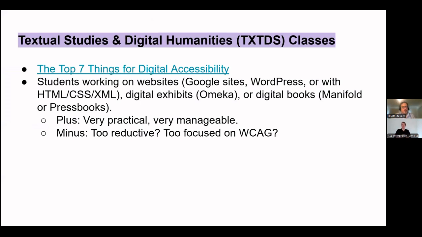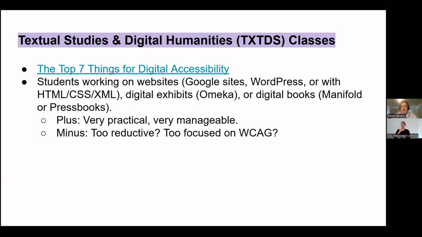And at the University of Washington, another minor that I work with quite a bit is the Textual Studies and Digital Humanities minor, TXTDS. And in TXTDS, those students, like the CHID students, they work a lot on digital projects. Some of them are making websites, and so they might be using Google Sites to do that, or WordPress. They might be making their own website from scratch with HTML and CSS, they might be using XML to do text encoding. Sometimes these students make digital exhibits with the Omeka platform.